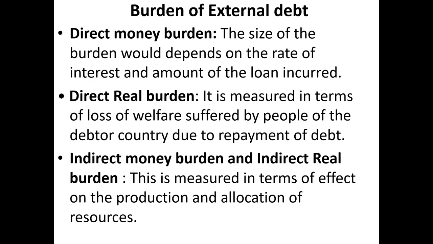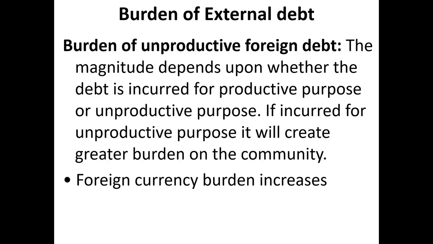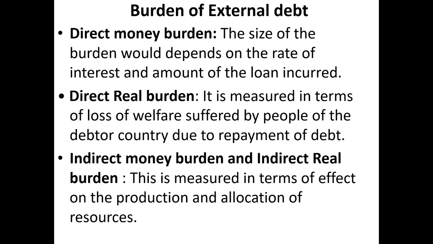Then you have indirect money burden and indirect real burden. This is measured in terms of effect on the production and allocation of resources. So money that could have been utilized for the increase in production and allocation of resources, and as a result, the society's welfare could be increased, is already gone. That is why it is measured in terms of effect on the production and allocation of resources. Okay. Then that is the burden of the productive debt.